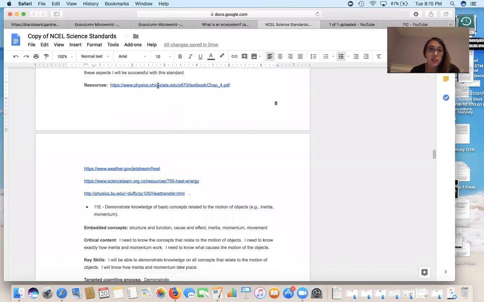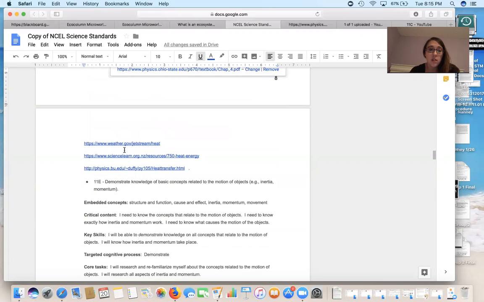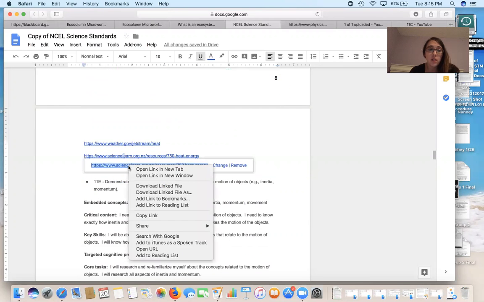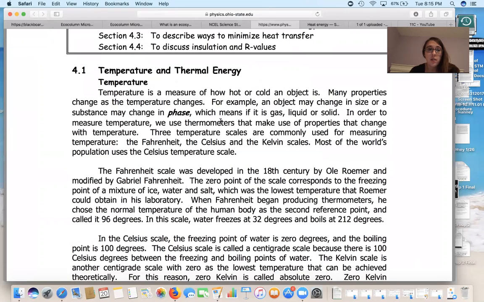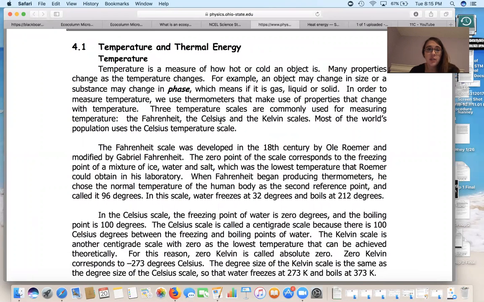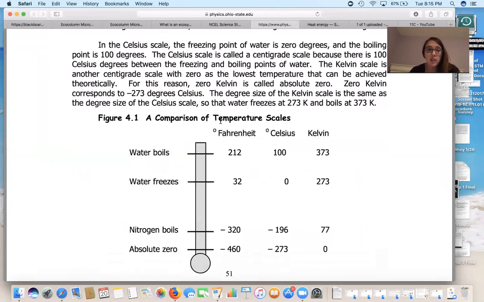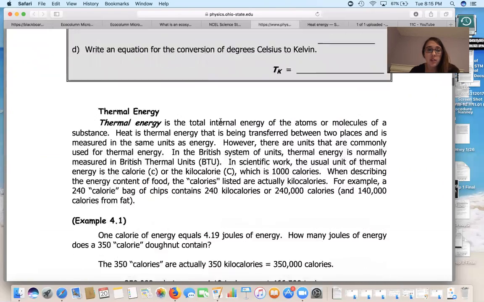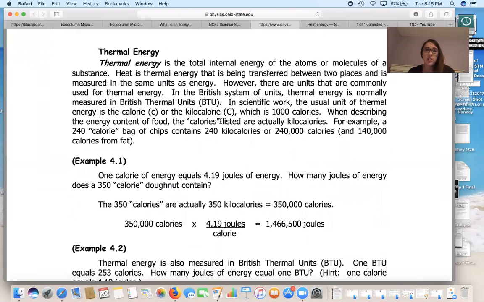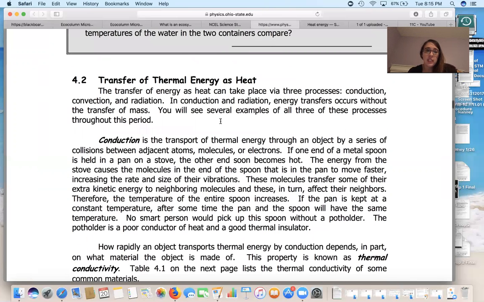Let's look at two of our resources. Okay, temperature is the measure of how hot or cold an object is. Heat energy, let's see. Temperature, Fahrenheit, Celsius. All right, so this is your thermal energy. Okay, transfer of thermal energy is heat.